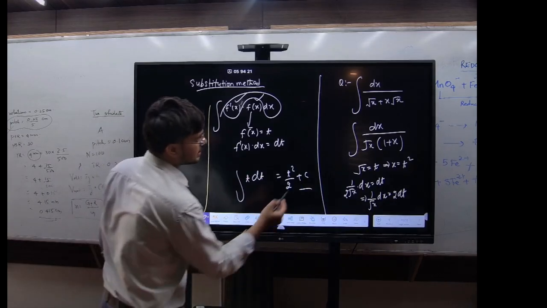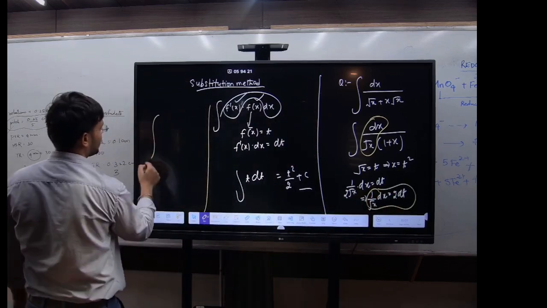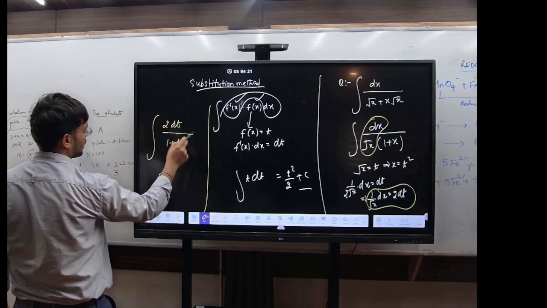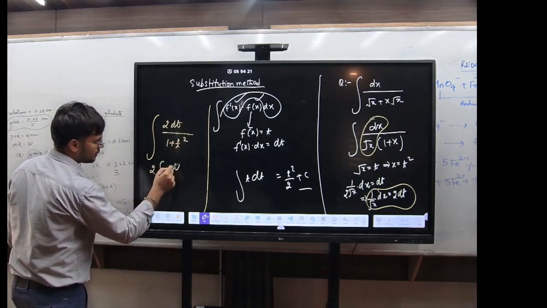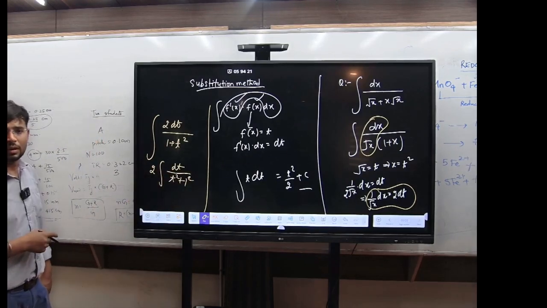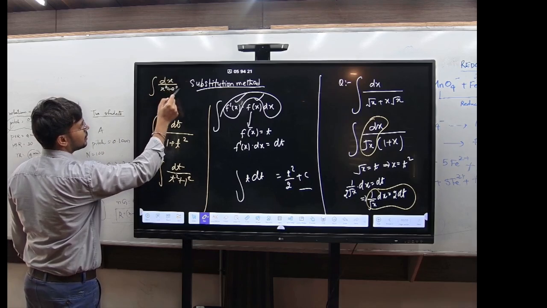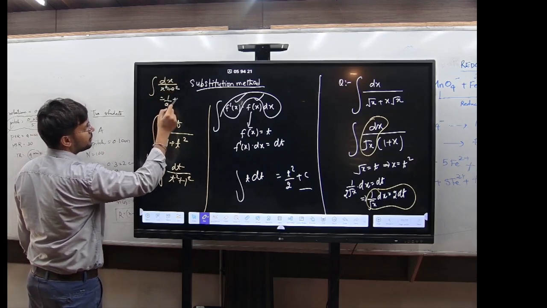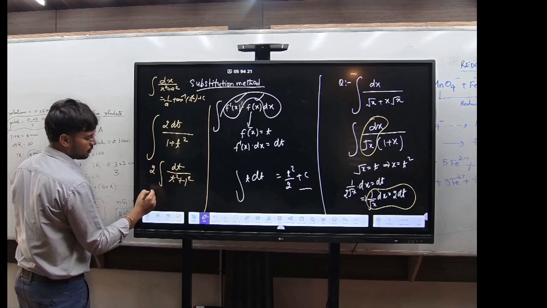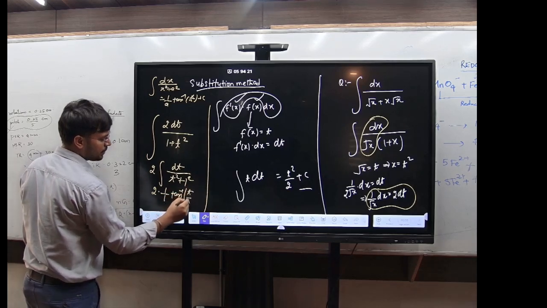See this dx by root x, what is this equal to? Dx by root x is equal to 2 dt. And 1 plus x, what is x equal to? T square. So 2 will come out and this question becomes dt upon t square plus 1. 1 can be written as 1 square. And this is the formula of dx by x square plus a square, which is 1 by a tan inverse x by a plus c. Here a is equal to 1. So 1 by a tan inverse t plus c.